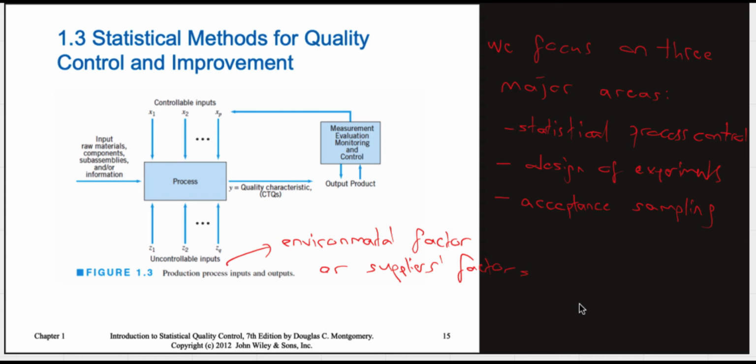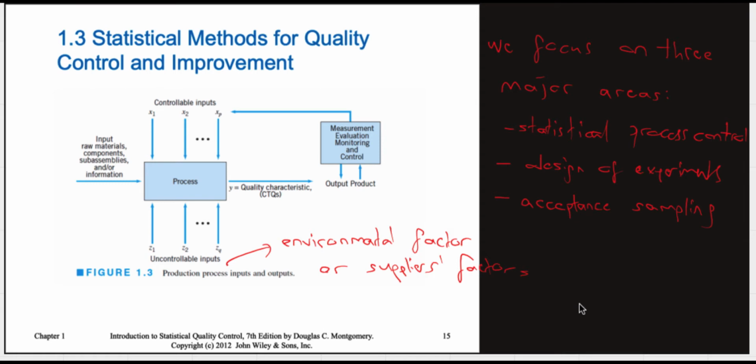This course has three major methodologies in order to achieve quality improvement. These methodologies are statistical process control, design of experiments, and acceptance sampling methodology. These are the general types of methodologies we are going to use in this course to improve the quality. So we are going to use these techniques and methodologies in the processes.